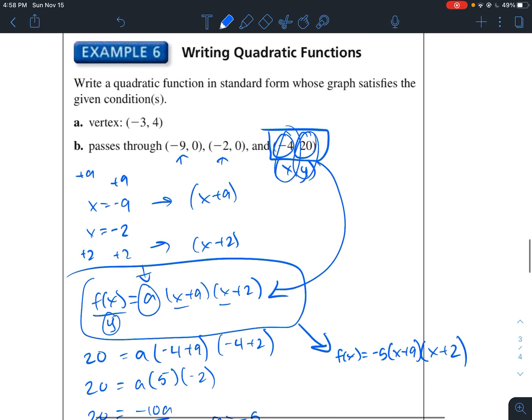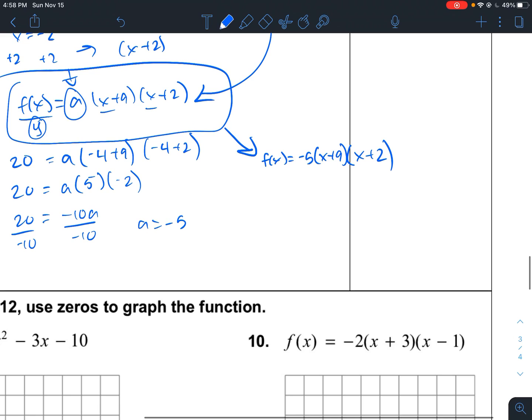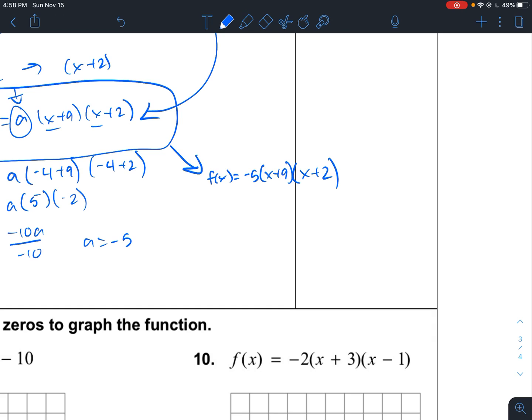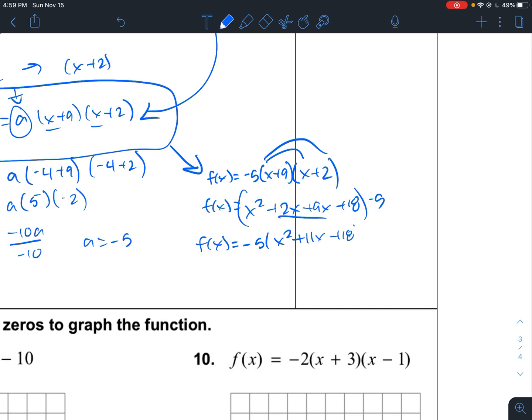But again, we want to write the quadratic function in standard form. This is in factored form. So what we can do is FOIL everything out. So we know f of x is equal to, I can distribute those together, so I get x squared plus 2x plus 9x plus 18. Remember that this is all being multiplied by negative 5. I should have written that first. But f of x is equal to negative 5 times x squared, I can add these, plus 11x plus 18.